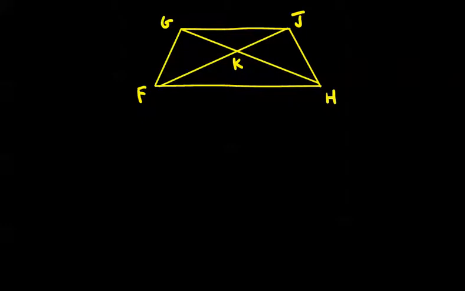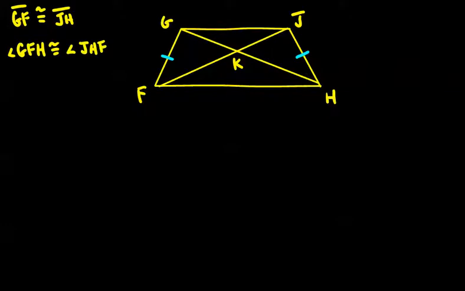In this problem, we're given the diagram that's presented on the screen there, and we're given a few pieces of information. We're first told that segment GF is congruent to segment JH. So let's mark up the diagram. Then we're told that angle GFH is congruent to angle JHF. And so let's mark up those angles.